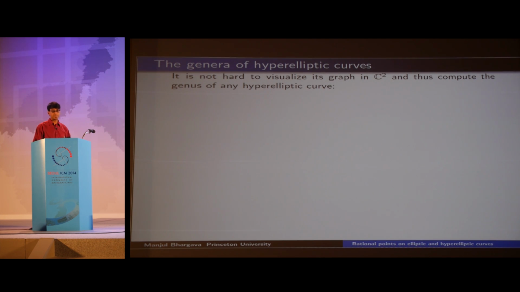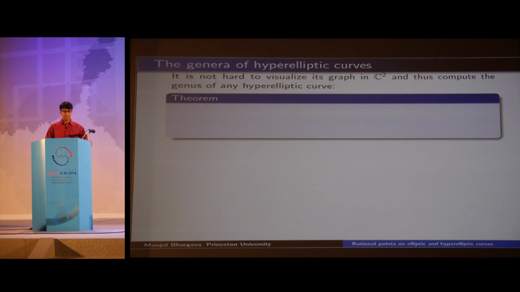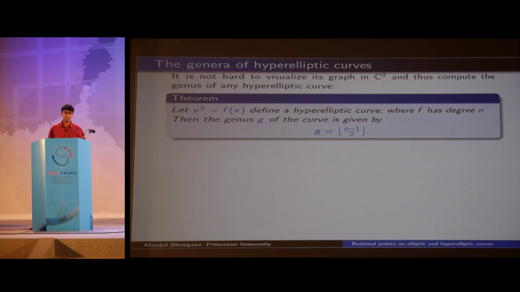Okay. So let's specialize to the case of hyperelliptic curves. It turns out it's not very hard to visualize the graph in C2 of a hyperelliptic curve and see how many donut holes it has, and thus compute the genus of any hyperelliptic curve. And so I'll just tell you the answer. If you take y squared equals f of x, a hyperelliptic curve, where f has degree n, we assume square free, of course, as usual, then this is the case where h of x,y is y squared minus f of x, right? The genus of this curve, y squared equals f of x, is basically given by the degree. It's given by the degree minus 1 over 2, the integer part of that. So the genus basically grows like the degree over 2.